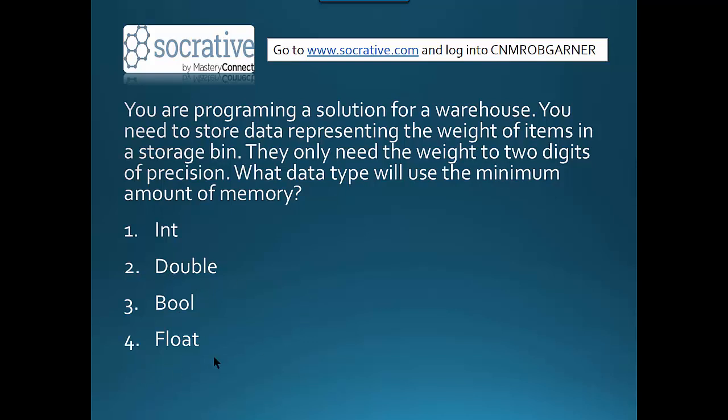So the answer is most likely a float. They need 2 digits of precision, so they need something that can store a decimal. An int can only store a whole number, so an int won't work. A double could do it. It can store a decimal, but it's way overkill. It's twice as big as we need it to be for sure. And a Boolean only stores 1 and 0. That's clearly not going to be good enough. So the answer is a floating point number would probably work best.